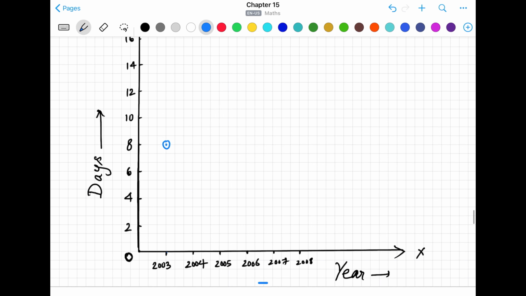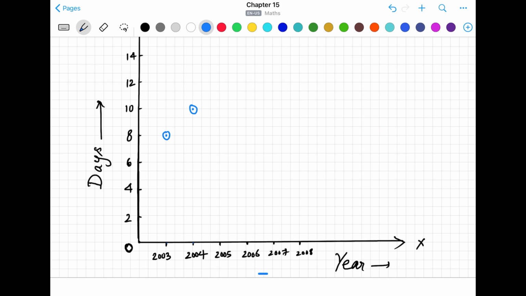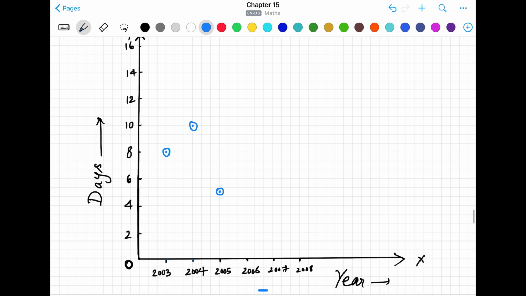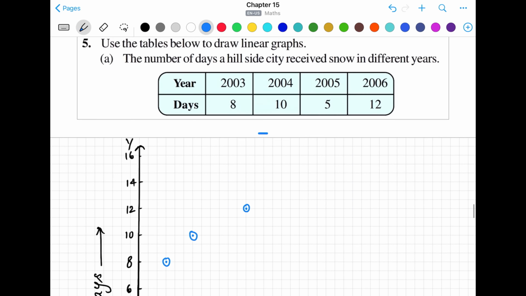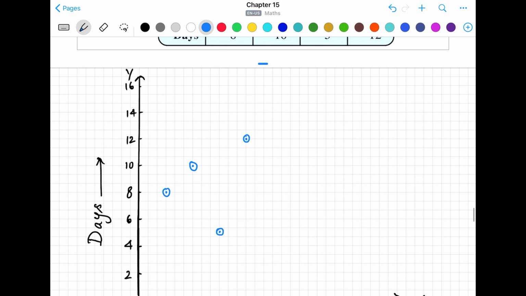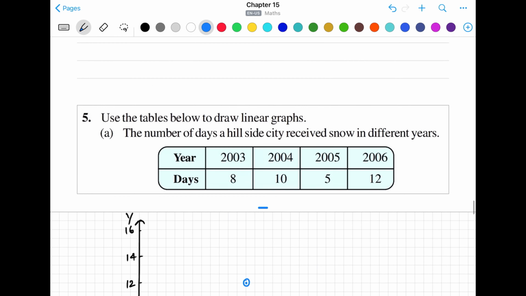Next, in 2004 it was 10 days, so in 2004 move upward to point 10 here. Then in 2005 it is only 5, so it will be between 4 and 6, here. Then in 2006 it is 12, so we move upward to point 12. So we have marked the points for each of the four years, the number of days they have received rainfall.